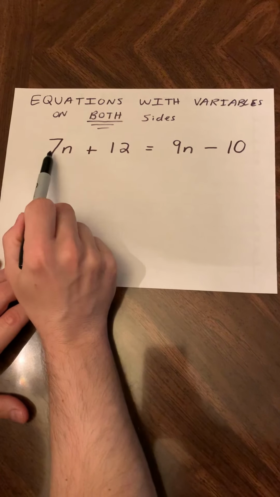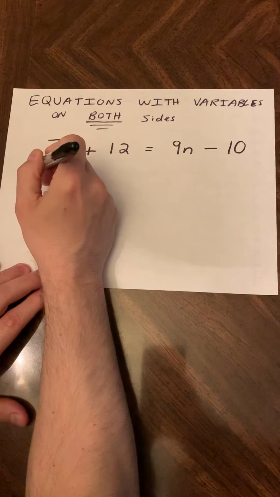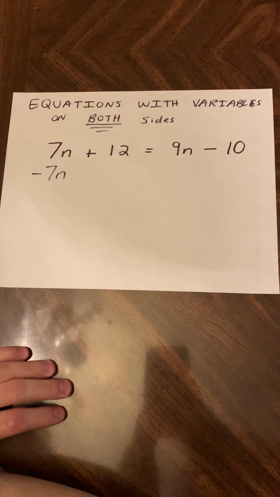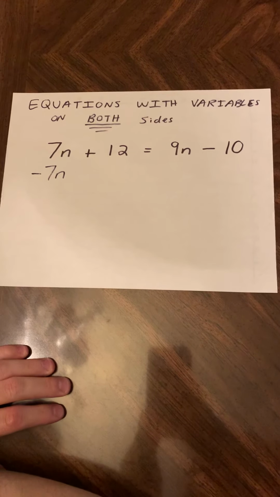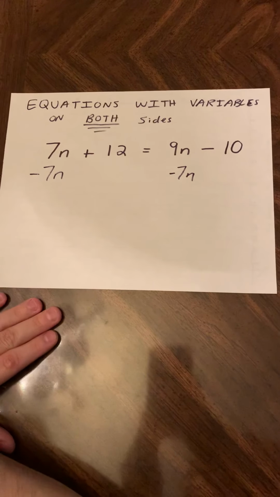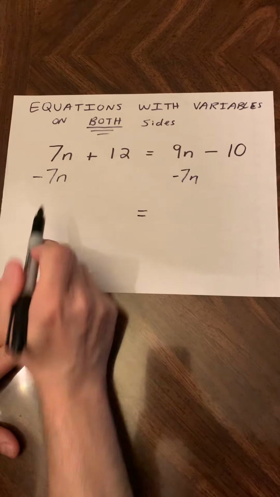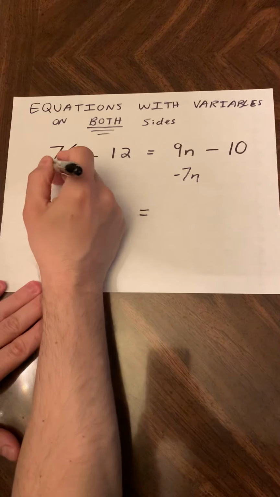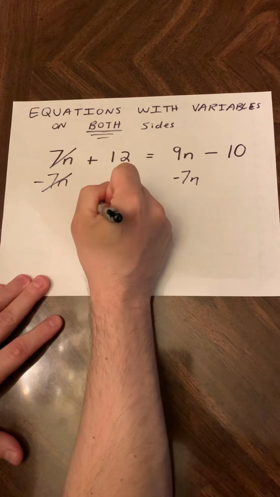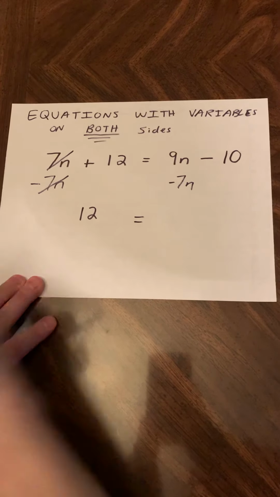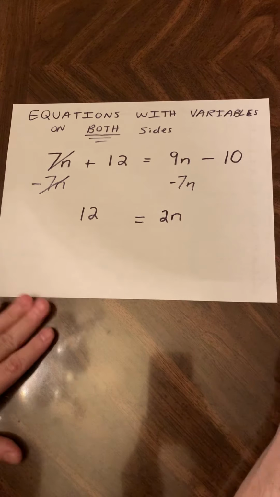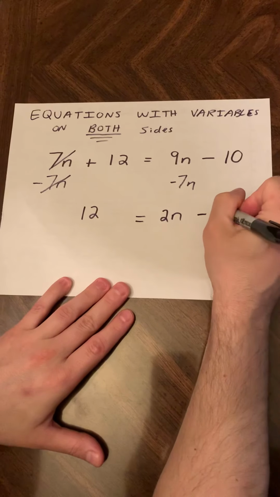Since I have a 7n here, I want to make a zero pair, so to zero that out, I need to subtract 7n from the left side of the equation. If I subtract 7n from the left side, to balance it out I have to subtract 7n from the right side. So my new equation, after taking away 7n from both sides: negative 7n and positive 7n make 0, and all I have left on this side is positive 12. On this side, I had 9n, I take away 7n, I now have 2n left, but don't forget I also have my minus 10 to go along.